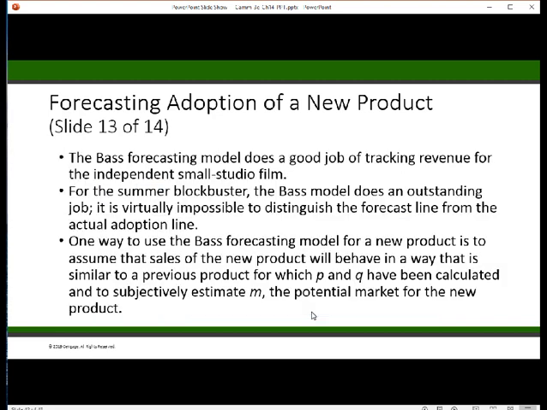So in summary, the Bass model does a good job of tracking the revenues and is forecasting under the assumption that sales of a new product will behave in a way that is similar to a previous product for which these coefficients of imitation and coefficients of innovation have been calculated, and then to subjectively estimate M, the potential market for the new product.